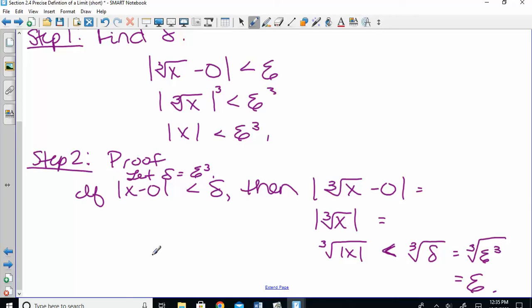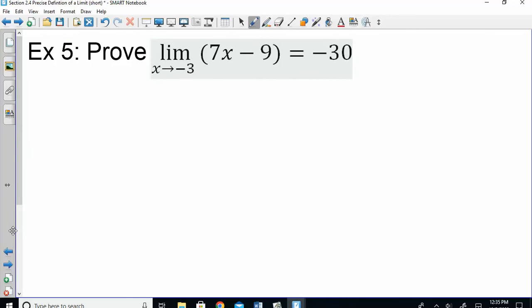I have two more on here. We'll do at least one. If we need both, we can do them. We'll practice at least one.